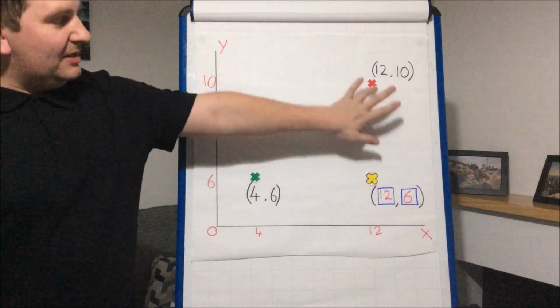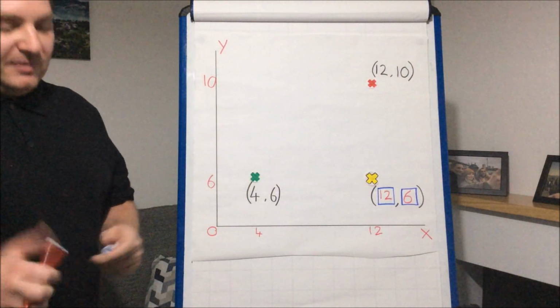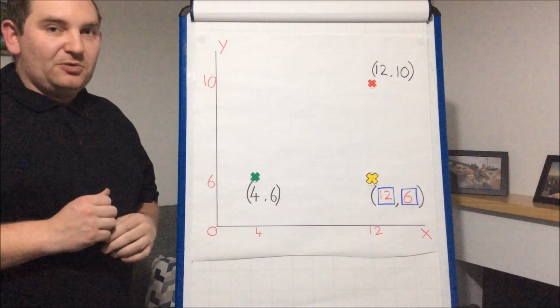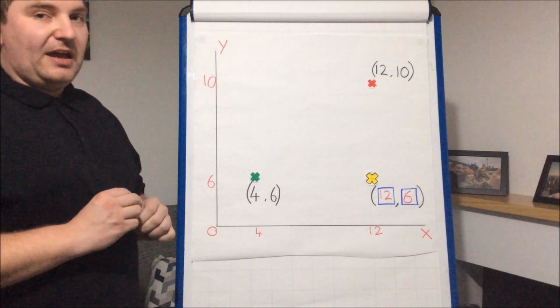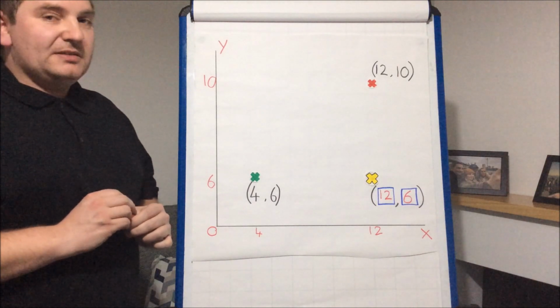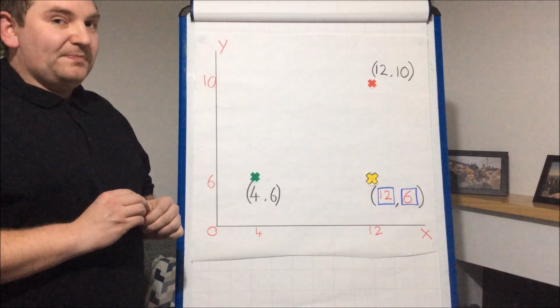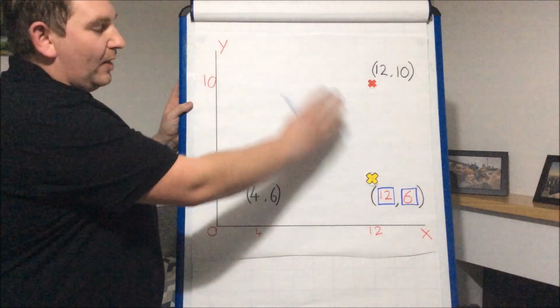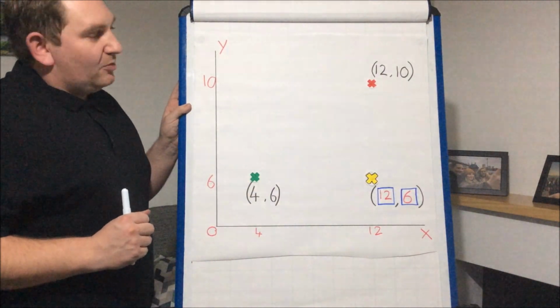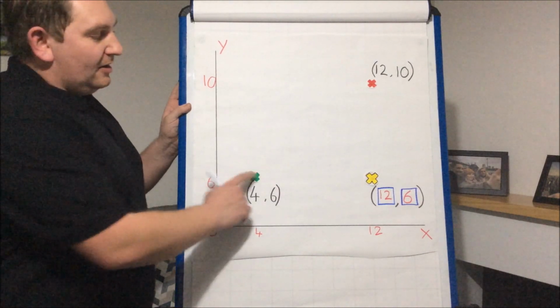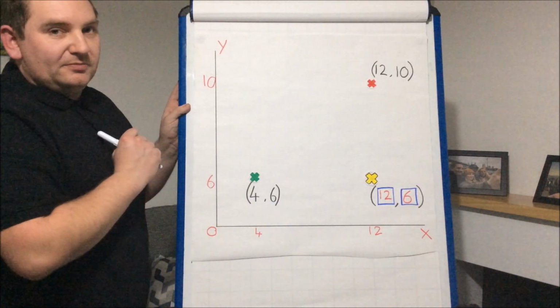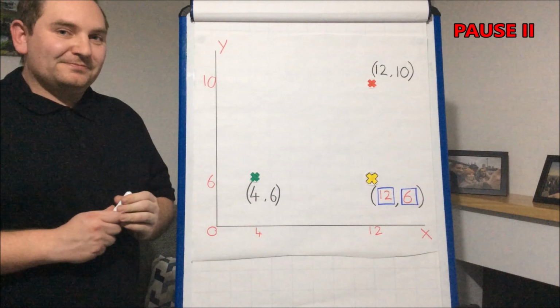These points actually make up a rectangle. So here's another chance for you to pause the video and see if you could work out where the fourth point, the fourth vertex for this rectangle would be. So have a think, where on this quadrant would be the fourth vertex of this rectangle? Pause the video now.